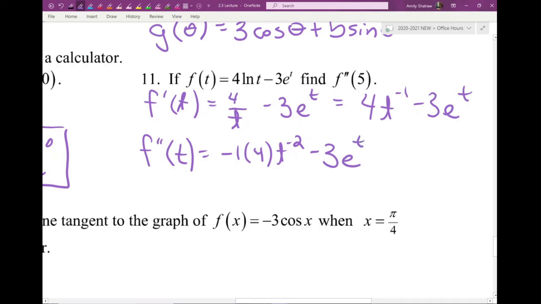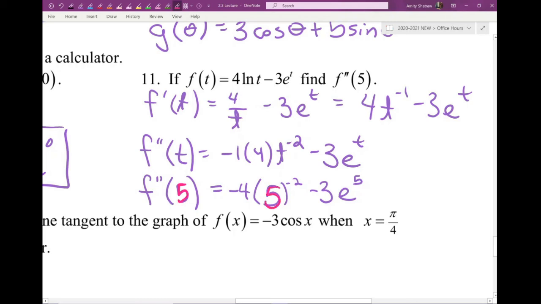And if I want to plug in 5 here, what will I get? F double prime of 5 will end up being, ready, negative 1 times 4 is negative 4. And then I have t to the negative 2 power. Well, t is supposed to be replaced with a 5. And I have negative 3e, again, with that 5. Here's pink, here's pink, here is pink. And is that my final answer? Sure. Why not? In the interest of time, you can leave it like that on the AP exam.